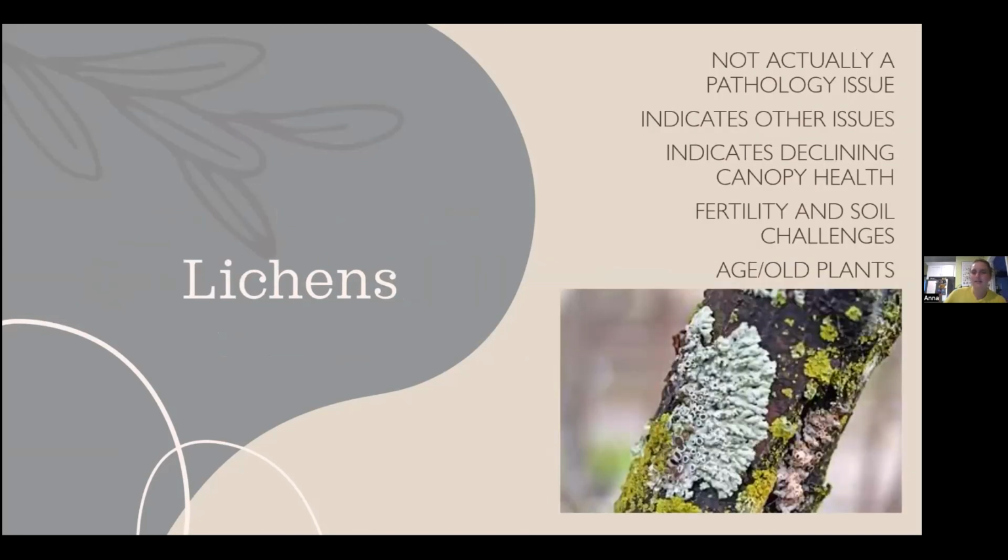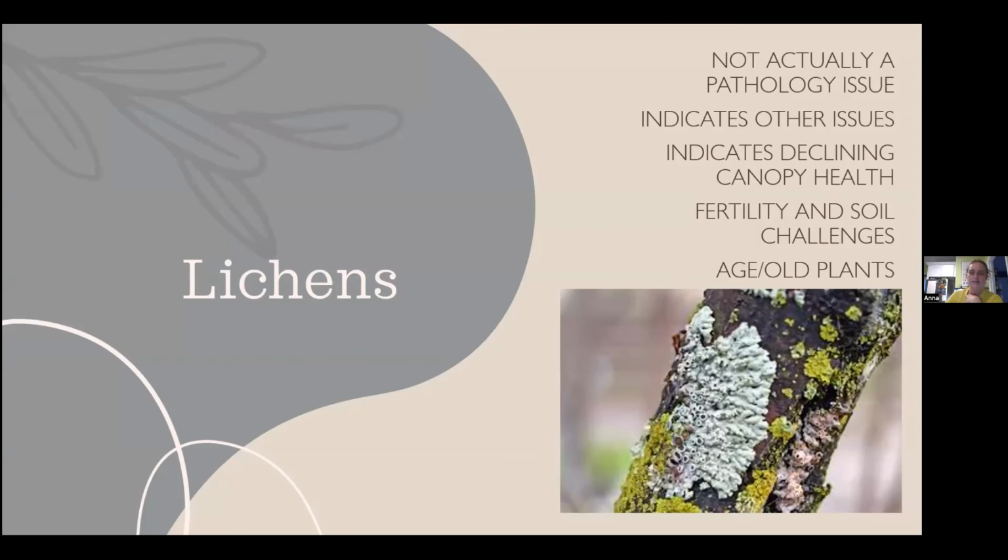And then last but not least, lichens. It's not actually a disease. Lots of calls to my office about lichens. It's a problem on a lot of older plants. It can indicate fertility and soil challenges, declining canopy health. If the canopy is nice and full, these guys don't like to grow in those areas.